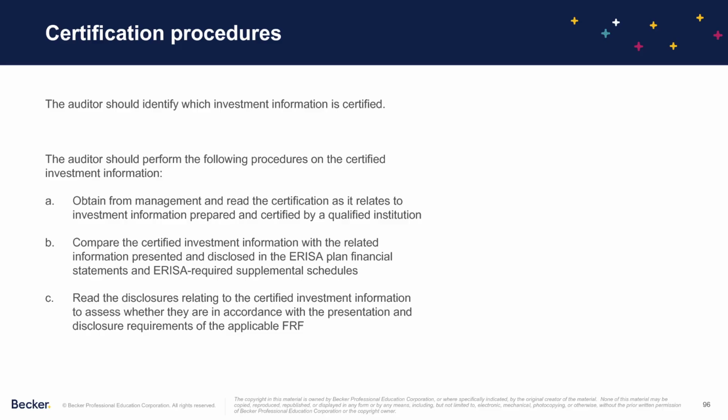And then on that certified information, even though it's coming over as certified investment information, we're still going to do some procedures on it. So we're going to obtain that certification information from management. We're going to read the certification as it relates to the investment information. We're going to compare the certified information with the related information in the financial statements and supplemental schedules, right? So we're not just going to assume that they tie. We're going to do a comparison. And then we're going to read the disclosures related to the certified investment information to assess whether they are in accordance with the presentation and disclosure requirements of the financial reporting framework.